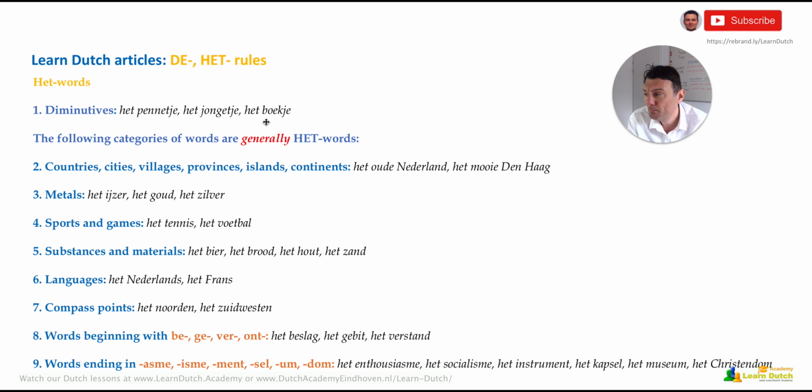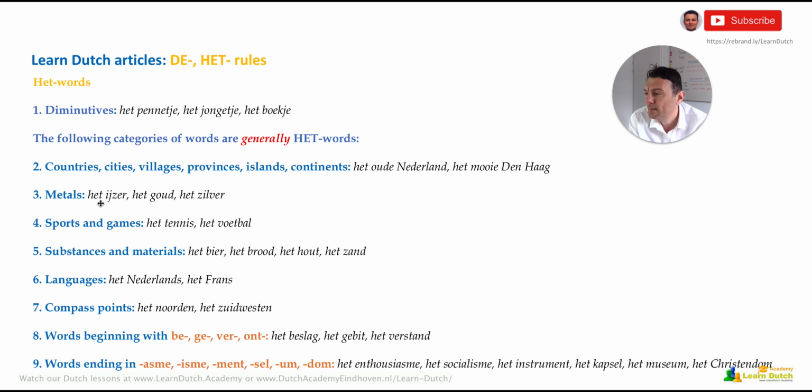The following categories of words are generally het words. What does it mean, generally? It means that there might be exceptions. Countries, cities, villages, provinces, islands, continents, we're going to use with het. Het oude Nederland, the old Holland, or Netherlands. Het mooie Den Haag, the beautiful Den Haag.